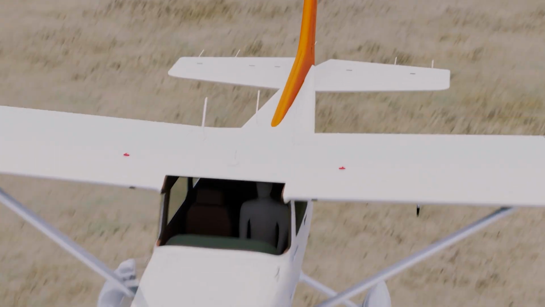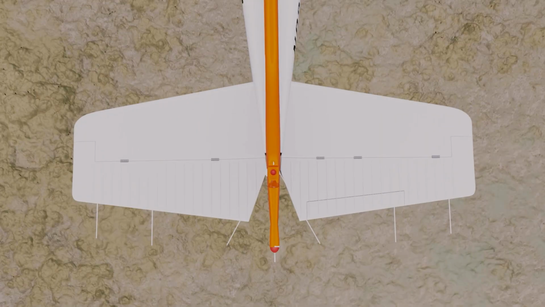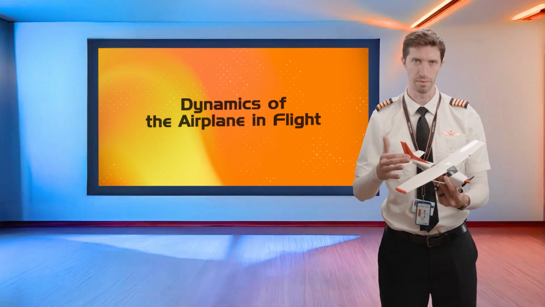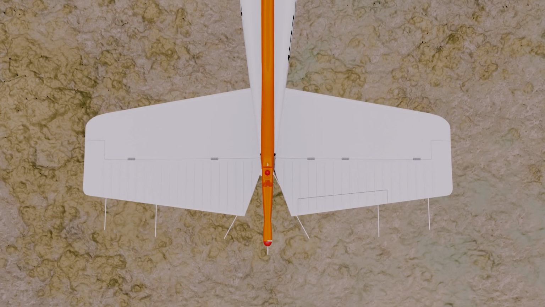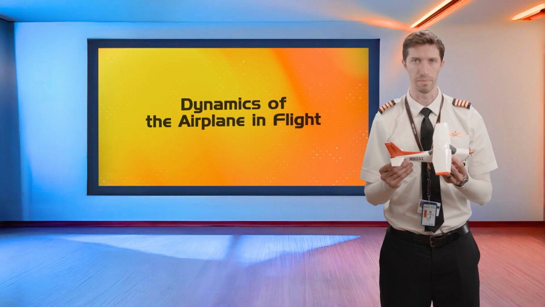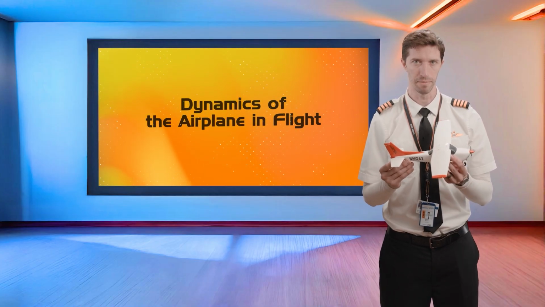And directional stability, which is stability in yaw, comes from the vertical stabilizer, allowing the airplane to point into the relative wind like a weather vane. Now let's talk about controllability and maneuverability.